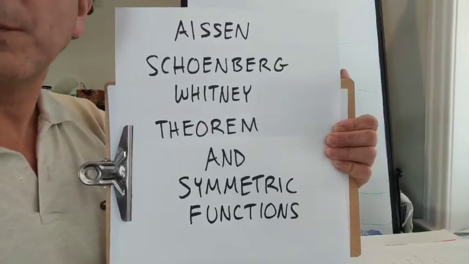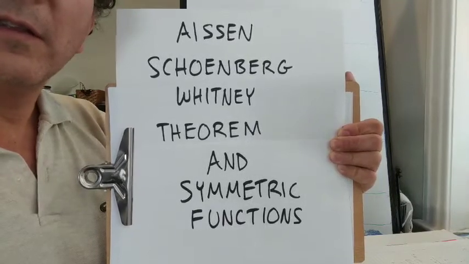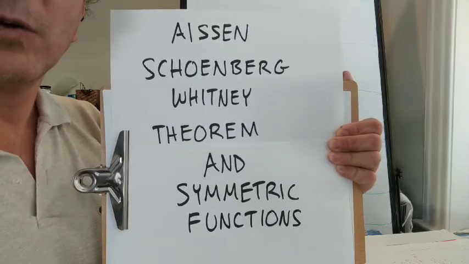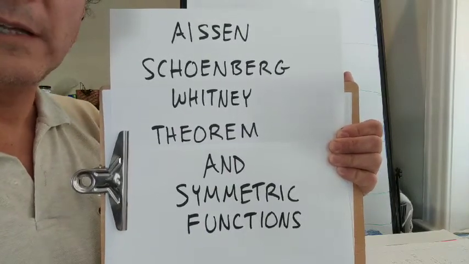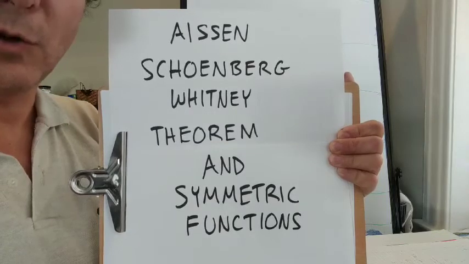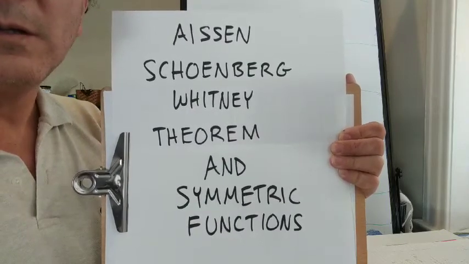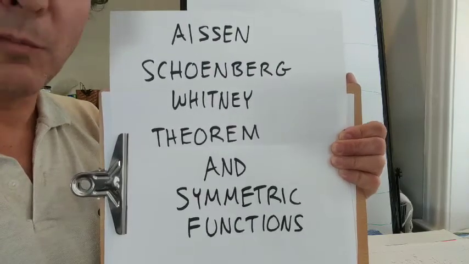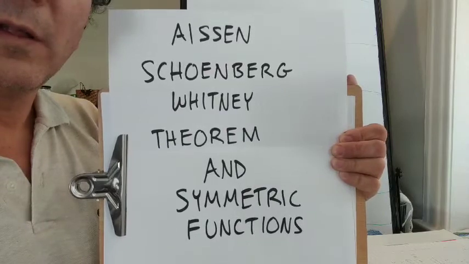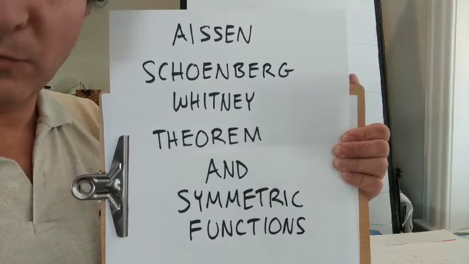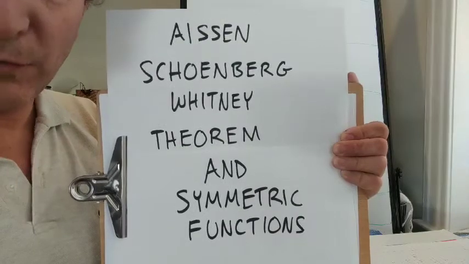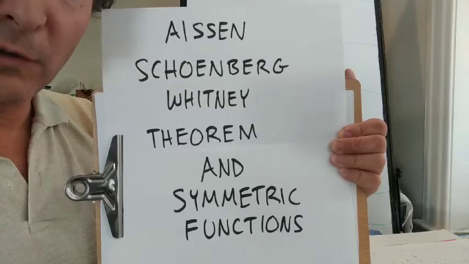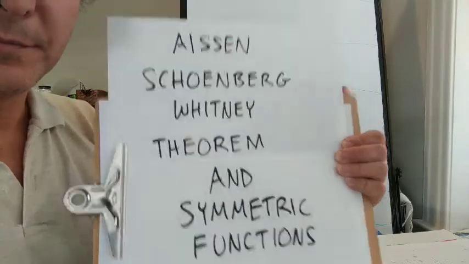The Aissen-Schoenberg-Whitney Theorem tells us that the zeros and poles of certain power series are real if and only if a related infinite Toeplitz matrix is totally non-negative. Now the coefficients of these power series are symmetric functions in the poles and zeros. So the entries of this Toeplitz matrix are symmetric functions since they're taken from the coefficients, and that means that there are symmetric functions lurking in this theorem. Let's look closely and see what we can say about them.